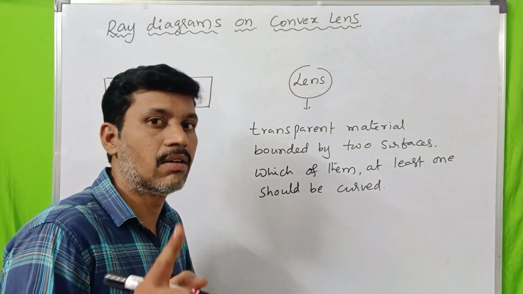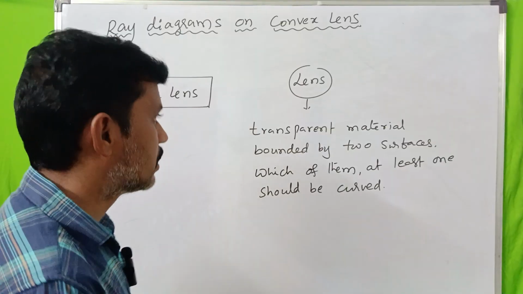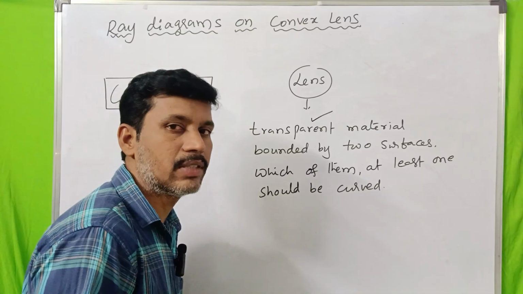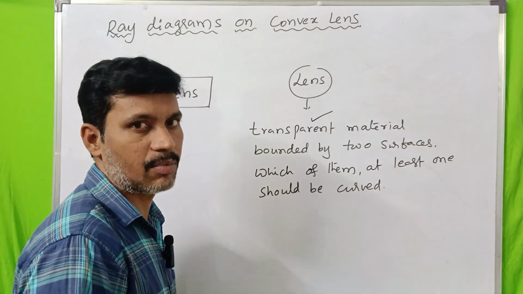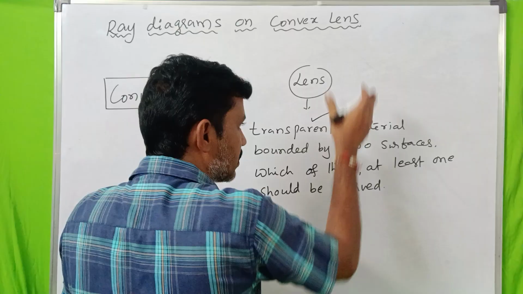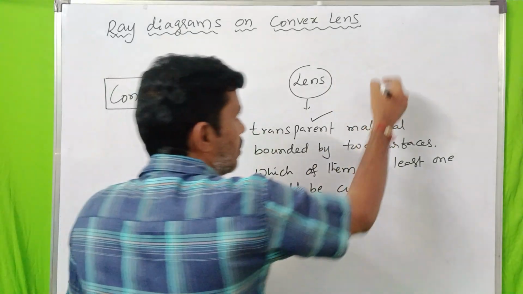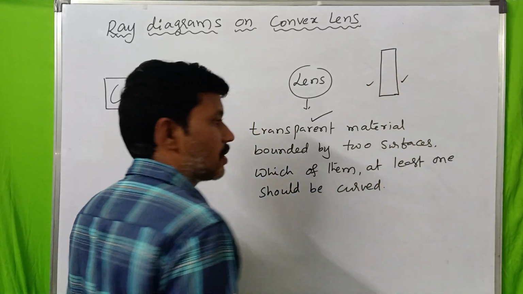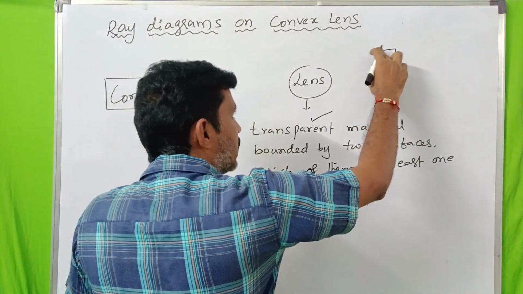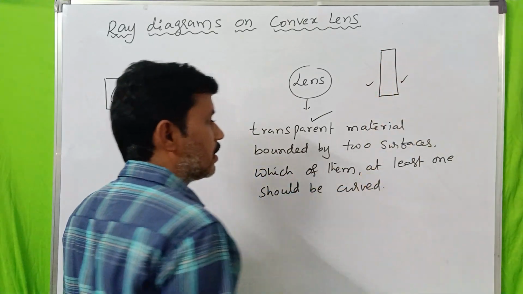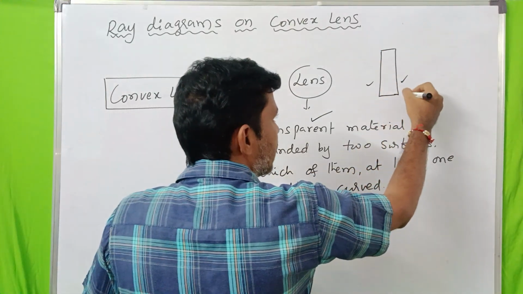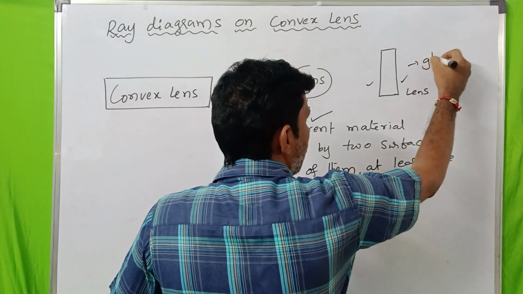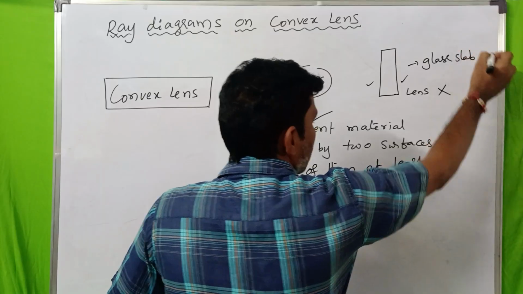At least one surface should be a curved surface. Then such a transparent material is nothing but a lens. Otherwise it is called a glass slab. If both surfaces are plane surfaces, then it is not called a lens. It is called a glass slab.